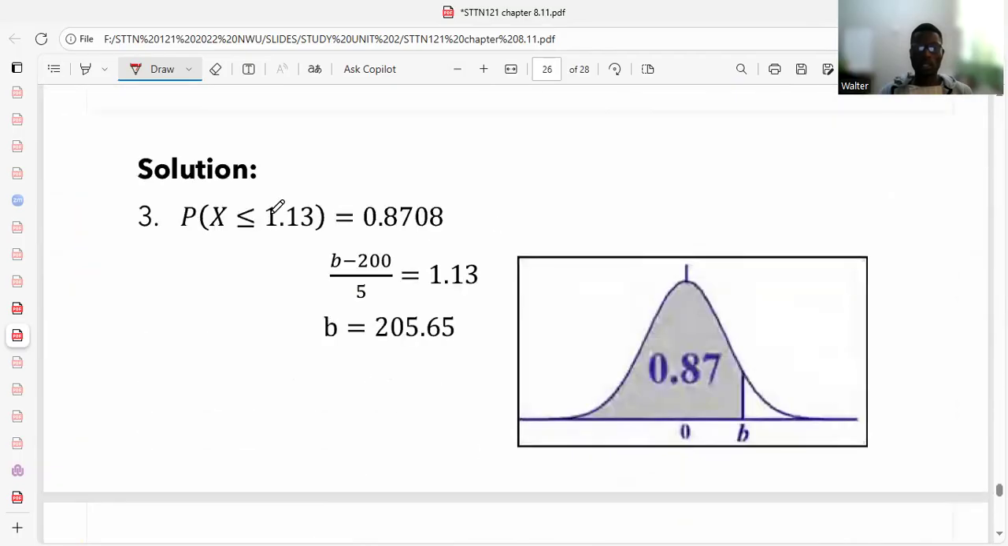Where is it? At 1.13. Now you use the formula. Remember on the formula I said x minus the population mean, divided by the standard deviation. The population mean was 200. The standard deviation was 5.